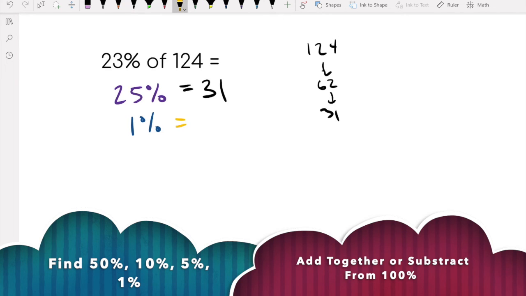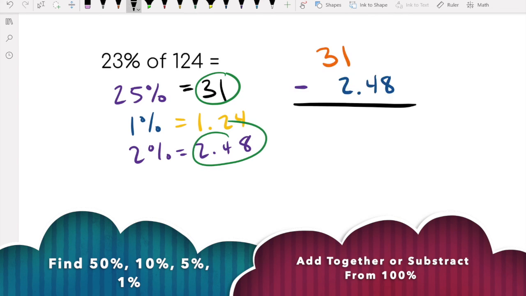And then 1% is just going to be 1.24. That means 2% is just this doubled, which is 2.48. And to find 23%, you're going to take 31 and you're going to subtract this from it. So this one is not so nice here. So I'm going to add the zeros here, and I'm going to subtract this without the decimal. So it's really 3100 minus 248.